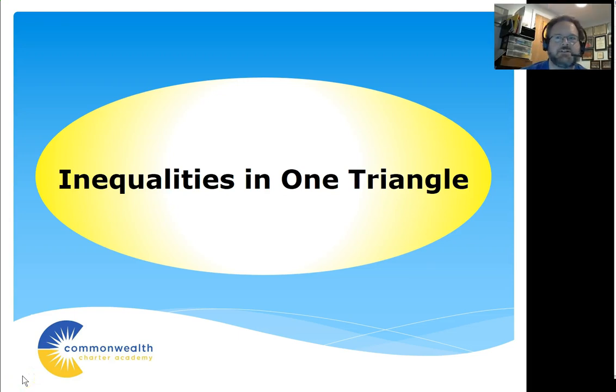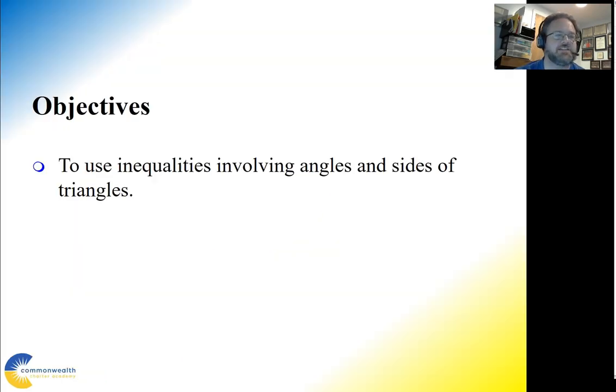Hello, this is my pre-individual space lesson for inequalities in one triangle. Essentially, we're trying to study relationships within triangles that we know exist that would help us determine lengths, determine feasibility of a triangle, and things of that nature.